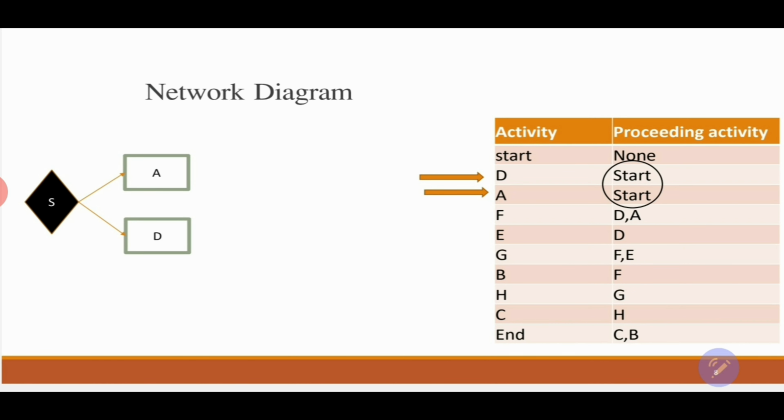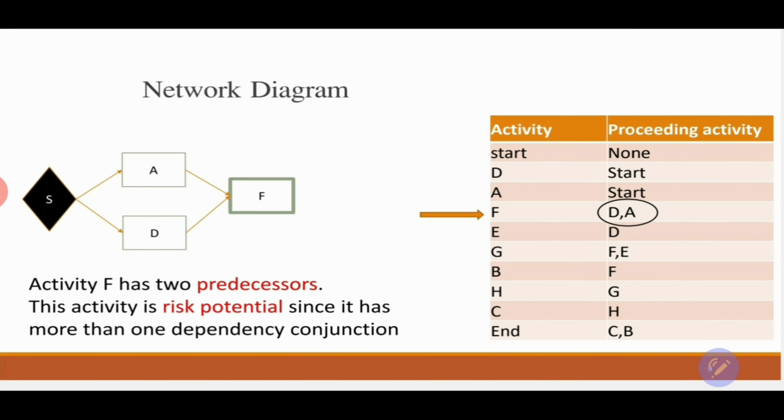Why? Because they are not depending on each other and they don't have any relationship, and in this case they will be visually presented as parallel activities. After activity A and D are presented, we look into the other following activity, which is activity F.